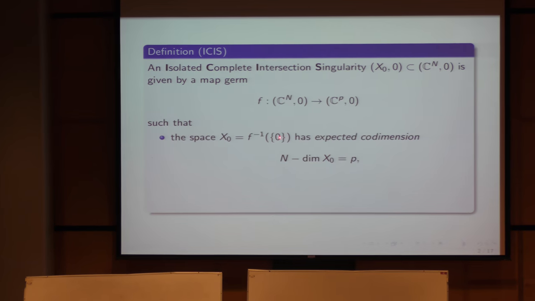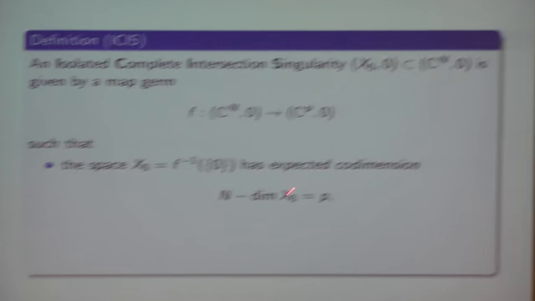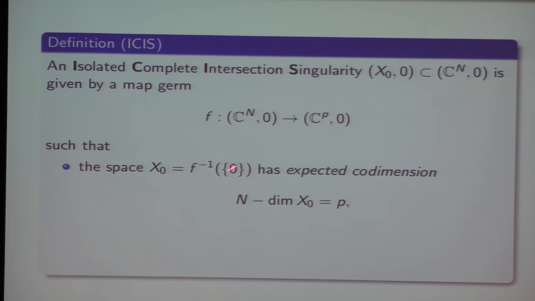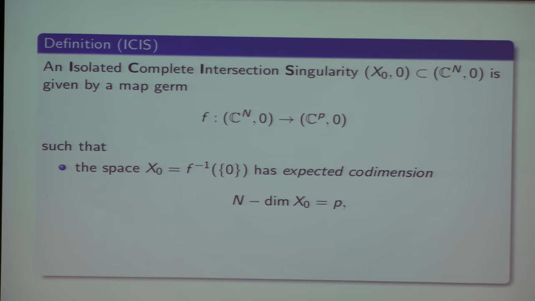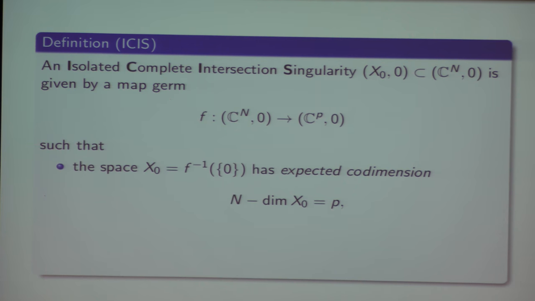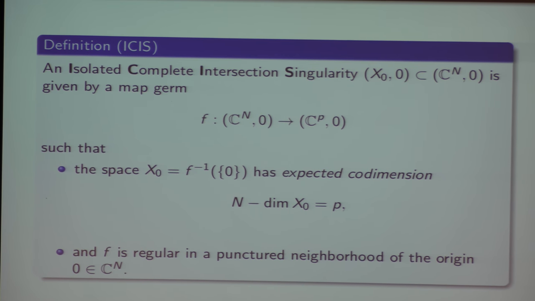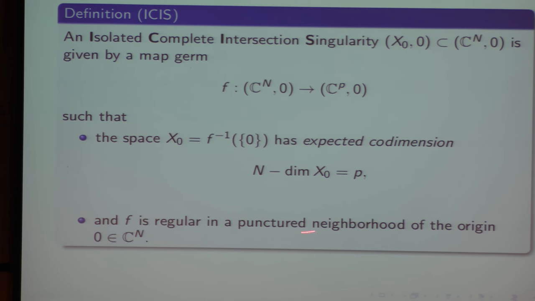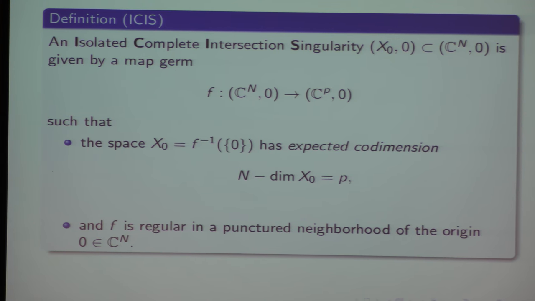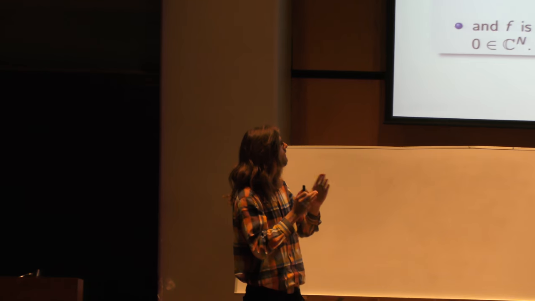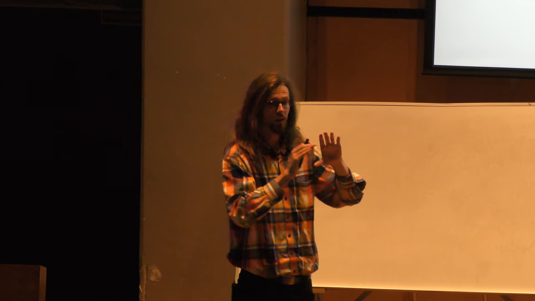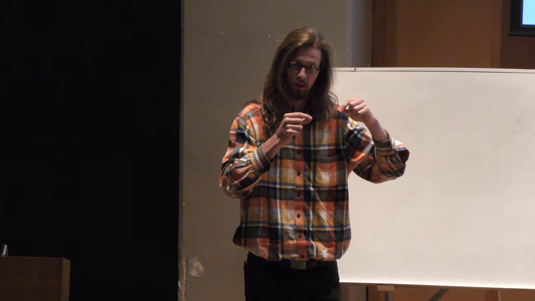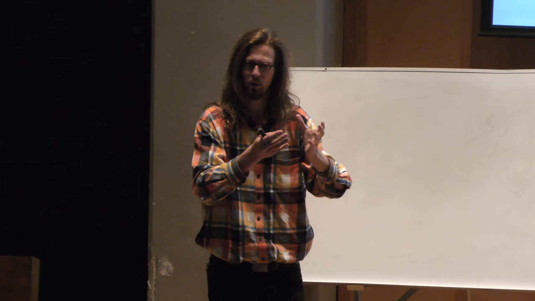You take the preimage of 0, and 0 has codimension p in C^p, and this should be the codimension of the fiber of 0. And then you want the singularity to be isolated, which you can show is equivalent to the map f being regular in a punctured neighborhood of the origin in C^n. You should note that this is a condition which is not only living on the singularity X_0, the geometric space, but really in a neighborhood of the ambient space.